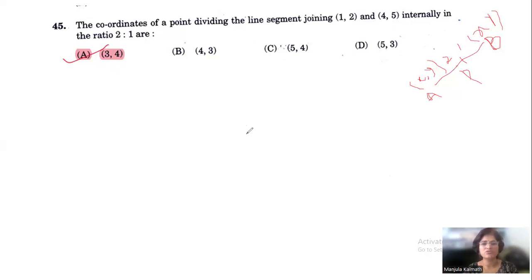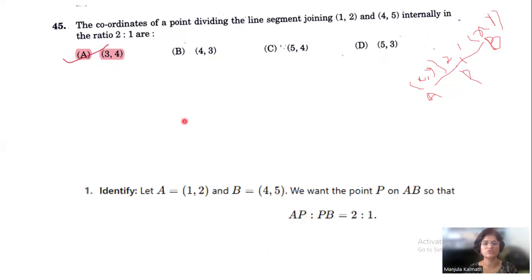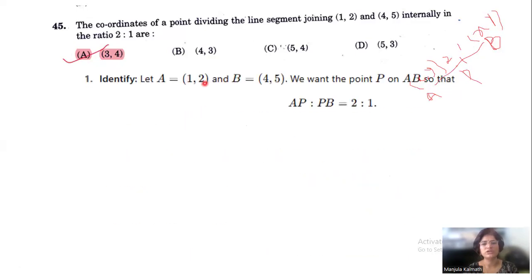So what is the answer for this? We have to implement the formula and find it out. First of all, it is given A of (1, 2), B of (4, 5), and P on AB, so that AP colon BP, meaning the proportion of AP to BP. AP is 2 and PB is 1 here. That is given in the written format.